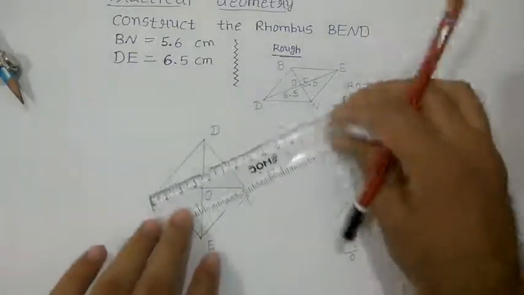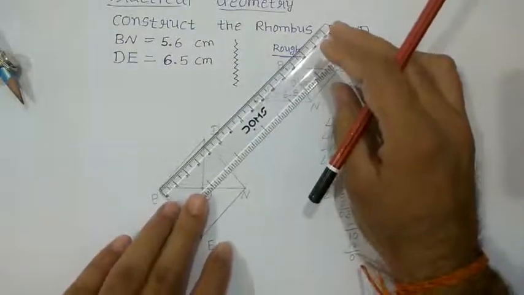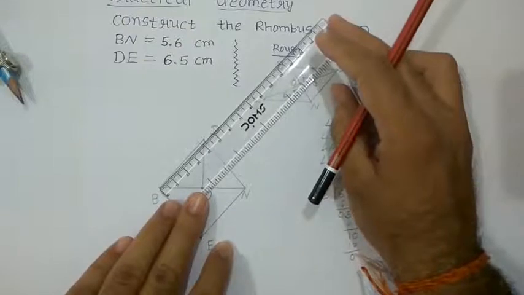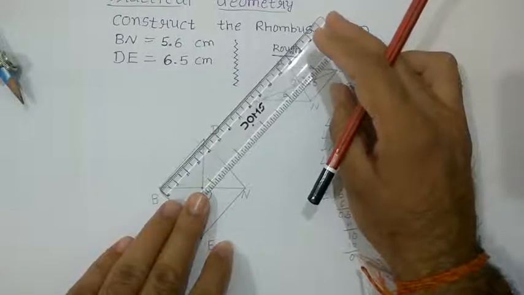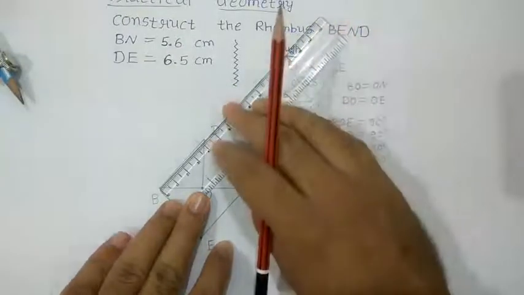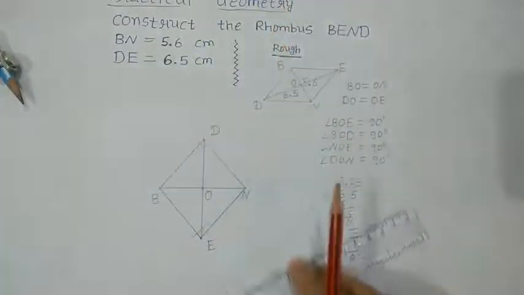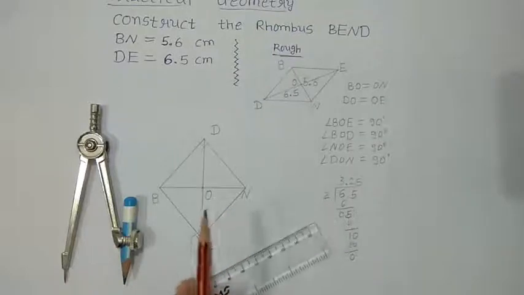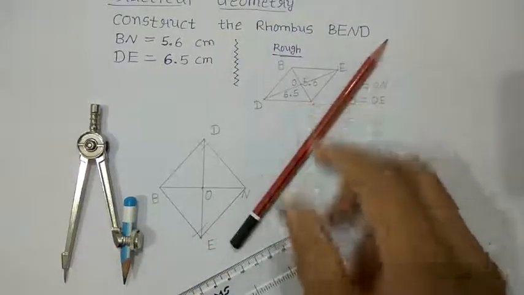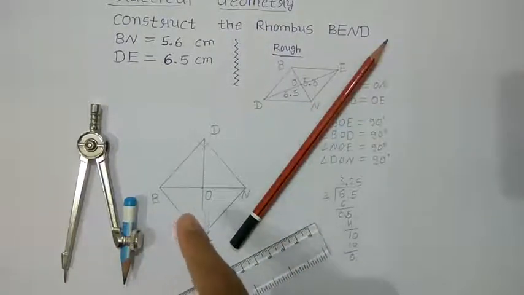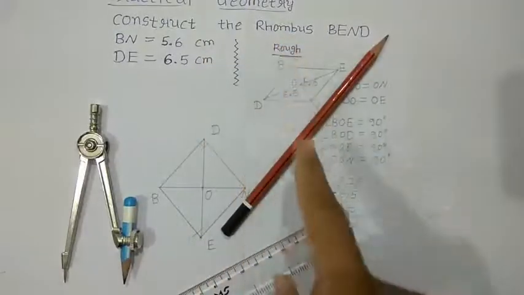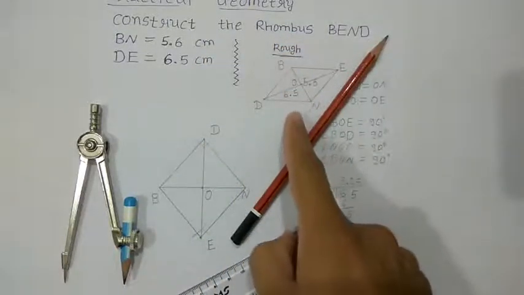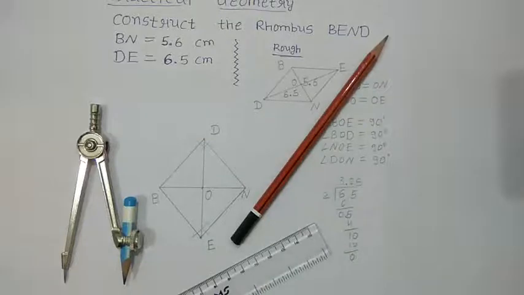In the same way, now we can measure this side BN. It is also of approx 4.2 centimeter. So here it is a rhombus. So all the sides of the rhombus must be of equal length. Okay. So in this way we can construct the rhombus just by only two measurements, by two diagonals.